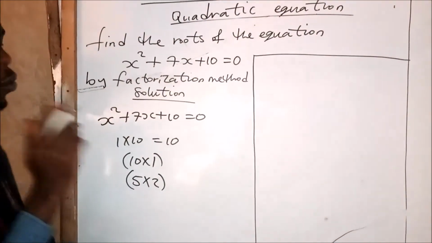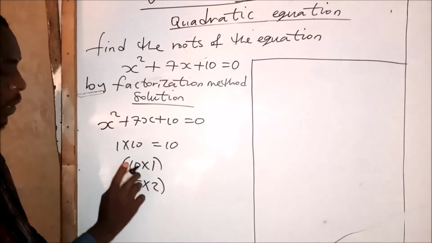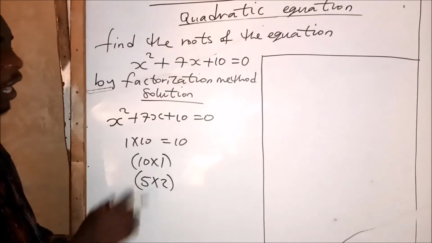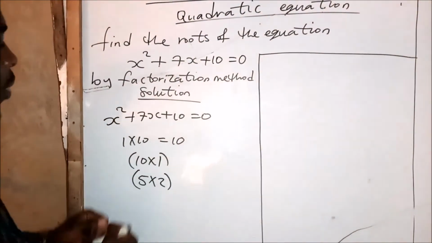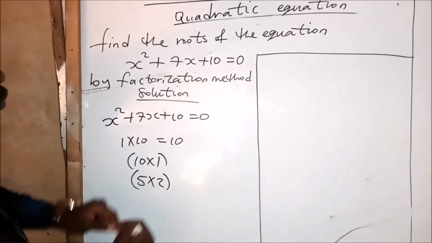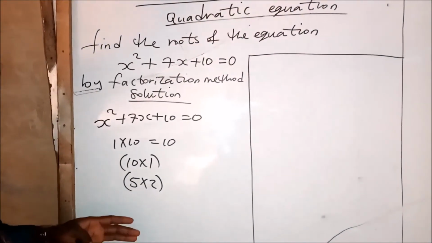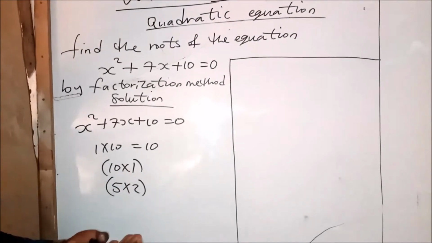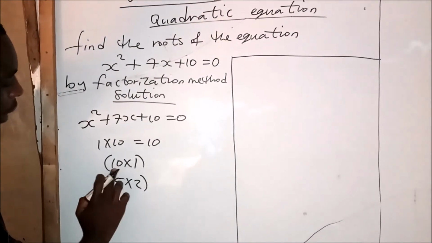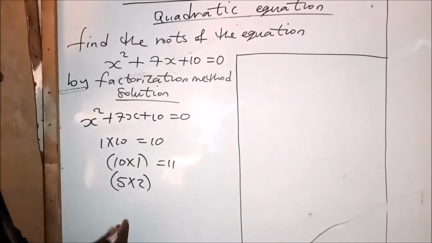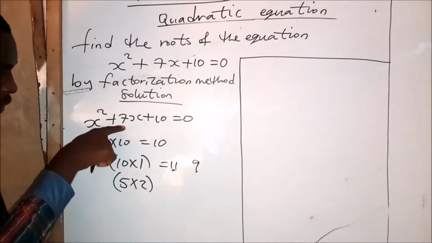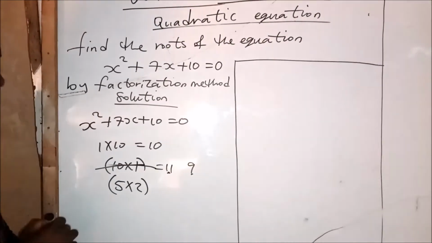Now we are going to pick one of them that will be used to substitute for this 7 here. Now how do we do that? We consider the two numbers, in this particular one 10 and 1, and here 5 and 2. Which of them can give us 7 when we add them or subtract one from the other? If we add 10 and 1, we're going to have 11. If we say 10 minus 1, we're going to have 9. None of these gives us 7, so we cannot use this combination.